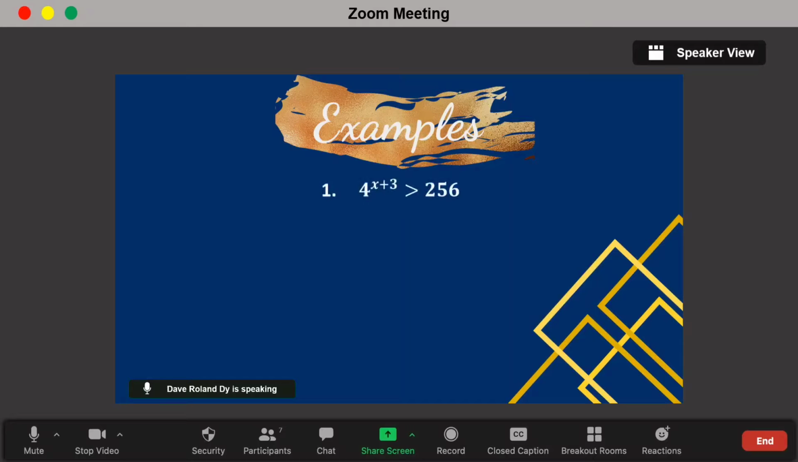Number 1. 4 raised to the power of x plus 3 is greater than 256. Number 2. We have 81 is greater than 9 raised to the power of x minus 2. Number 3. We have 1/2 raised to the power of x plus 1 is greater than 1/4 raised to the power of 3x. And lastly, we have 1/3 raised to the power of x plus 3 is greater than or equal to 9 raised to the power of negative 3x.